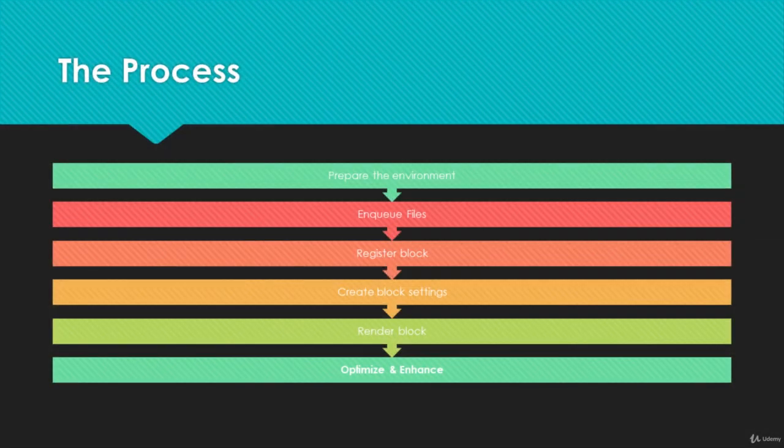Here is our trusty process chart. We've prepared the environment, enqueued the files, registered the block, created the settings, and rendered the block. You will want to make sure that the block renders perfectly on both the front and back end. I've added an extra step here, which is optimize and enhance. In the next few lectures, we'll take a look at how we can improve the user experience by styling the block and adding additional settings.